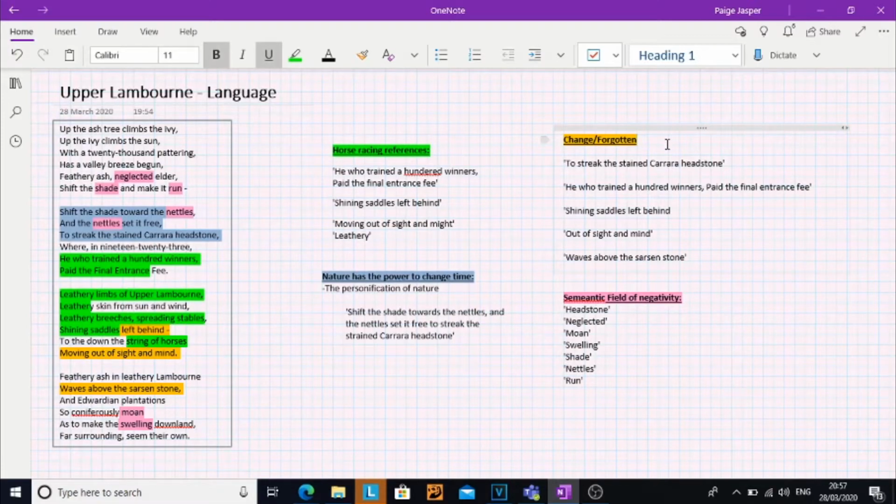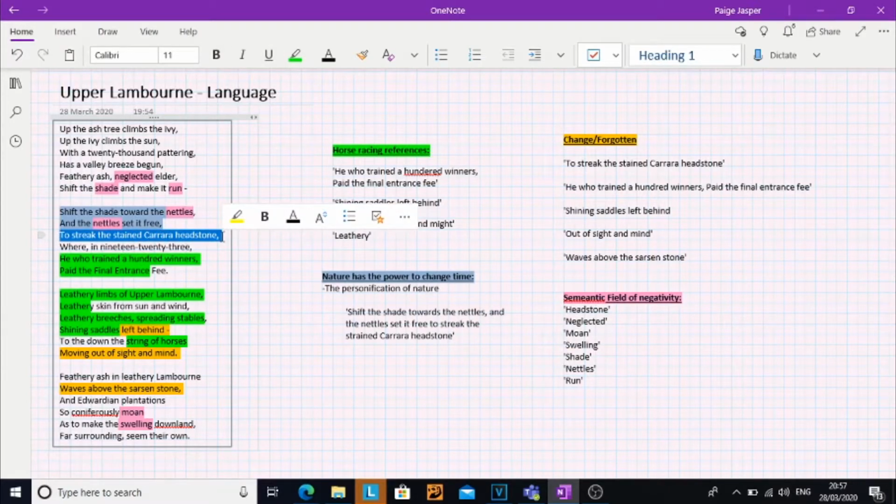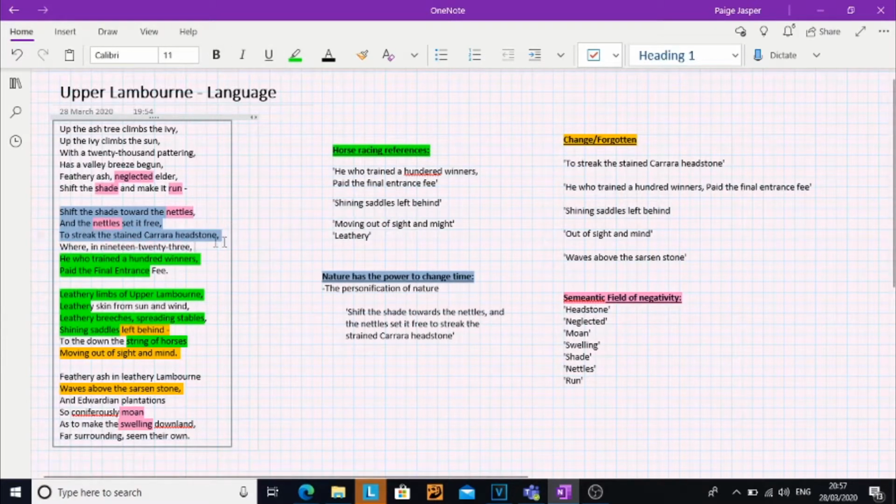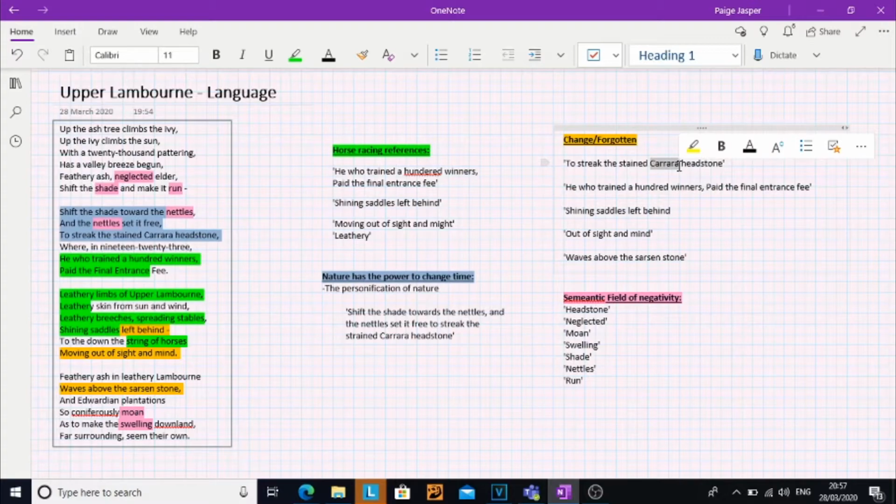Then we have the quotes that show change and how some things are forgotten through time. If you look at this line here, to streak the stone Carrara headstone. If we look at the specific word Carrara, this is a very high quality stone, but now instead of it being high quality, it is streaked. So it shows how over time it has changed from being a high valued item to now being quite unvaluable.